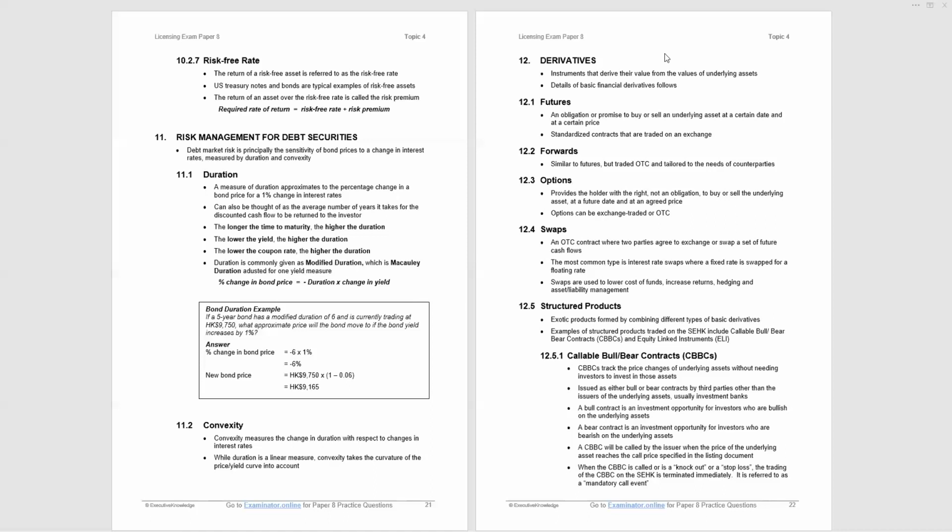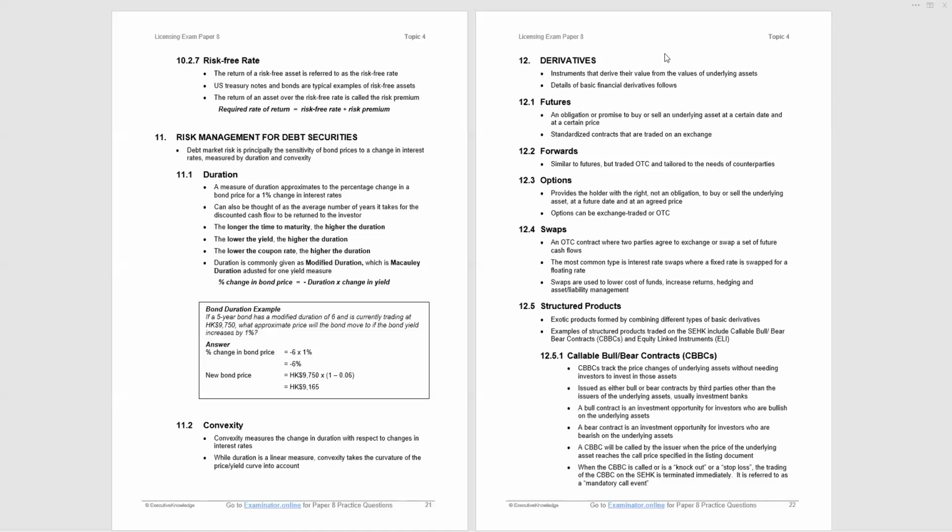12.5 looks at structured products. These are considered exotic products formed by combining different types of basic derivatives. And we're given examples of structured products traded on the stock exchange being callable bull bear contracts, equity-linked instruments. Now, at paper 8, it's unlikely they're going to go into the details of these, but they do expect you to know that these are examples of structured products.